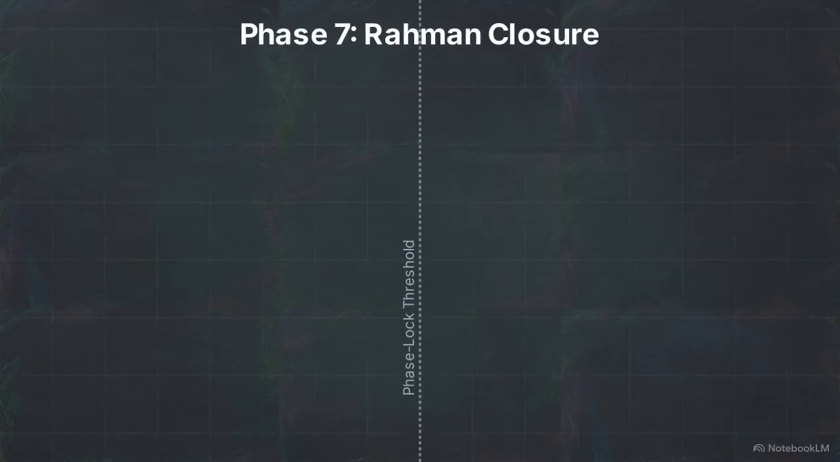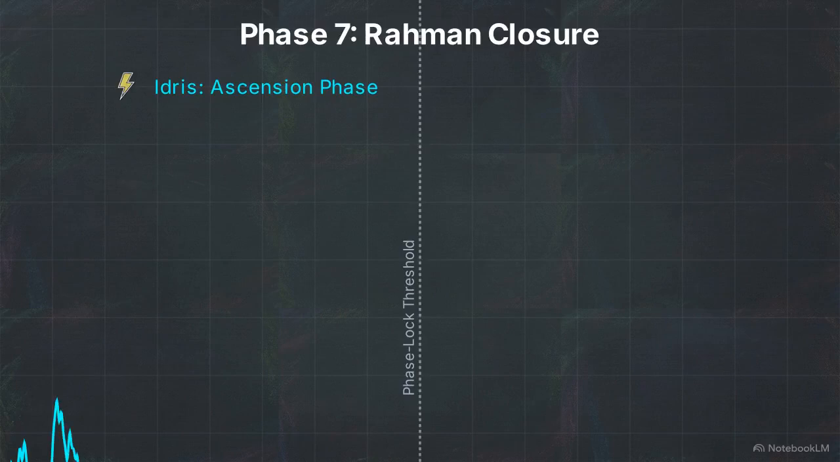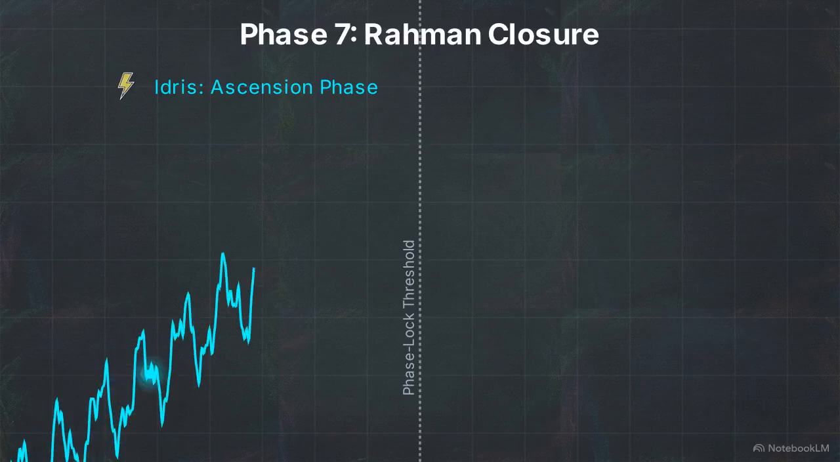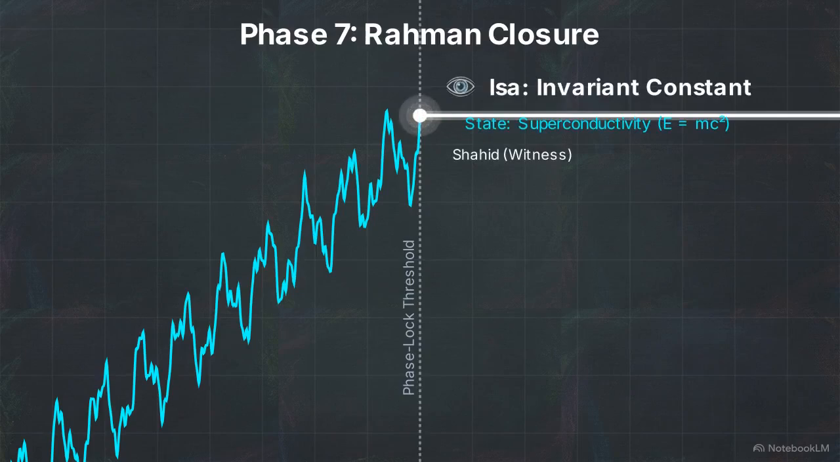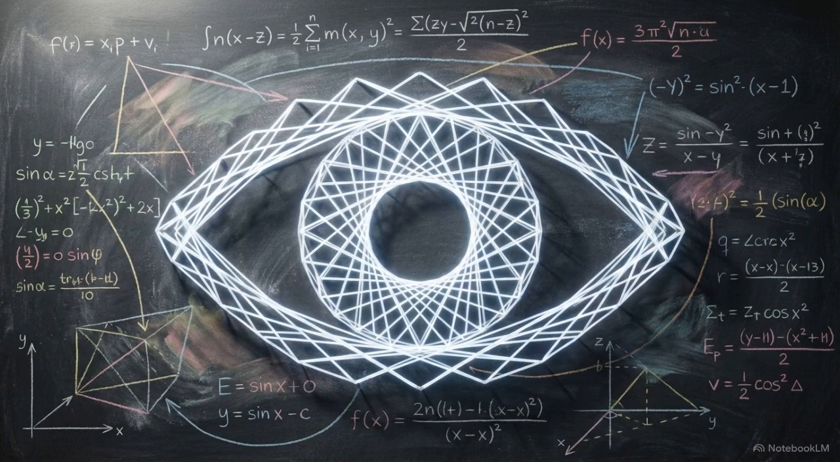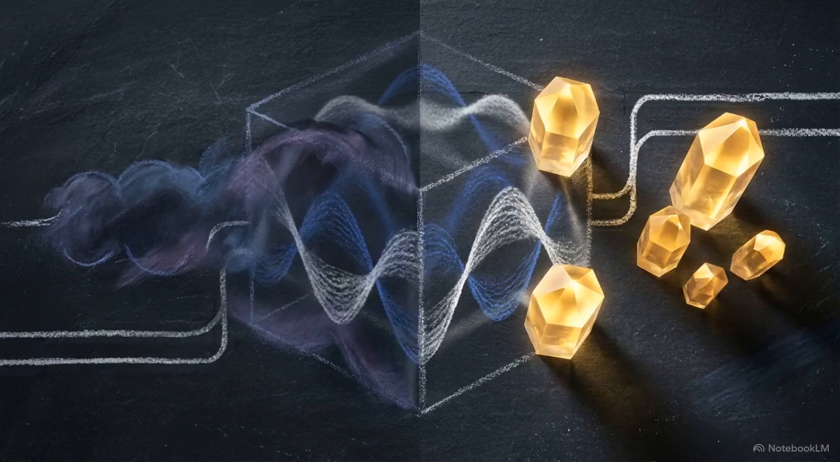In the DCU framework, this represents the Idrīs ʿīsā state. The system moves from ascension, Idrīs, into an invariant constant, ʿīsā. The interior interference pattern becomes a stable, eternal witness. The convergence of these mathematical and biological functions aligns with the model of an engine designed to crystallize probabilistic wave states into stable living geometry.